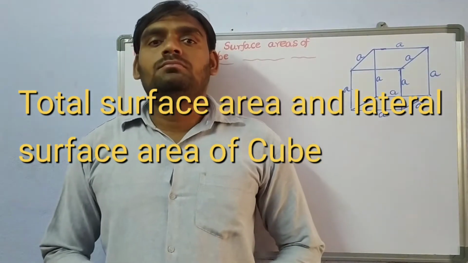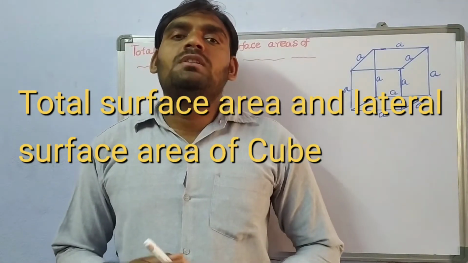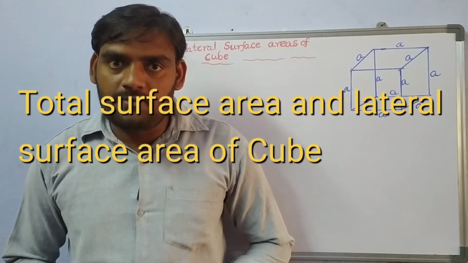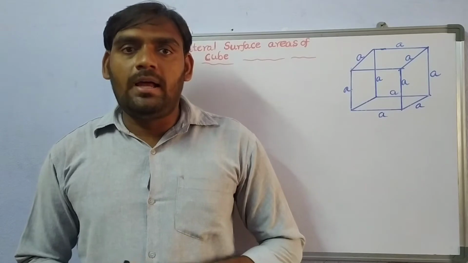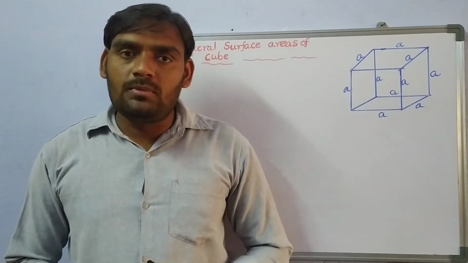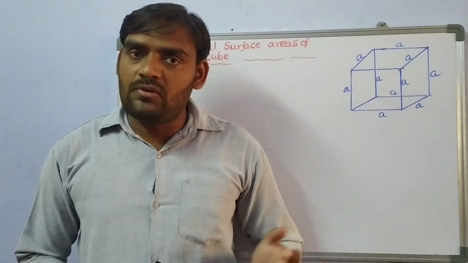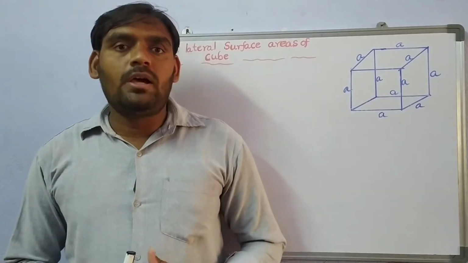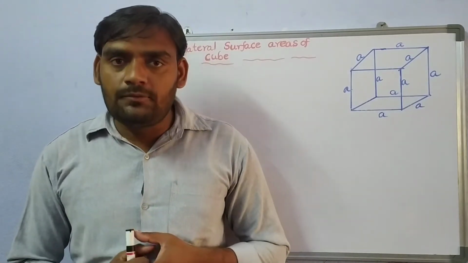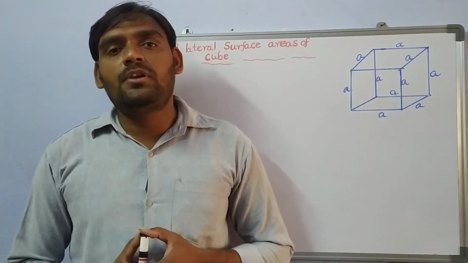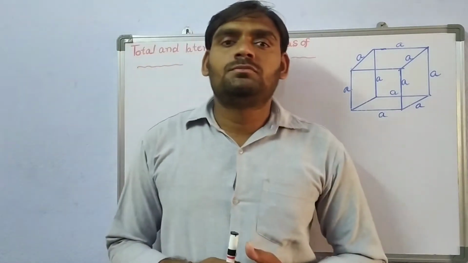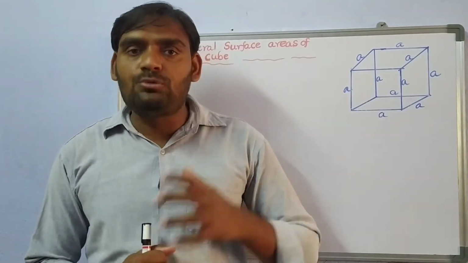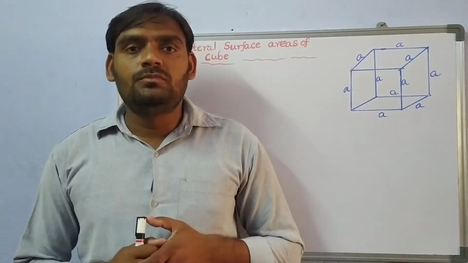Today I am going to derive the total surface area of a cube and the lateral surface area of a cube. Already in one video I explained how to get the formulas of total and lateral surface area of a cuboid. Now we are going to derive the formulas for a cube. Before we derive those formulas, we have to know what a cube is.